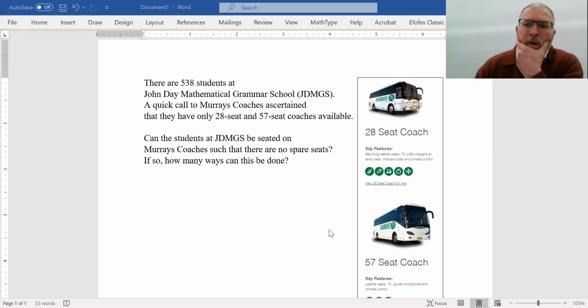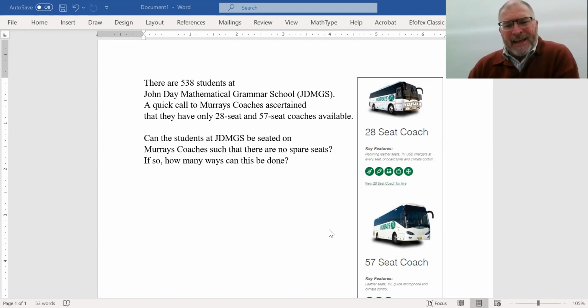Do you think that we could fill exactly a certain number of 57-seat coaches and a certain number of 28-seat coaches? So we totally fill the coaches, there's no spare seats. Maybe it's not possible. Maybe it is possible. Maybe we can do it in a number of ways.